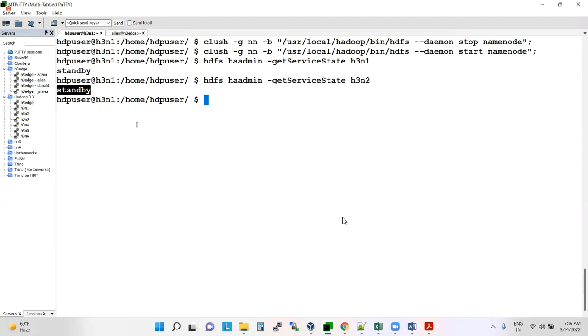I can make any name node as active, right? First of all, yes. Okay, I can make any name node as active. So can I make the first one as active? If I make the first one active, the second one may feel bad, right?